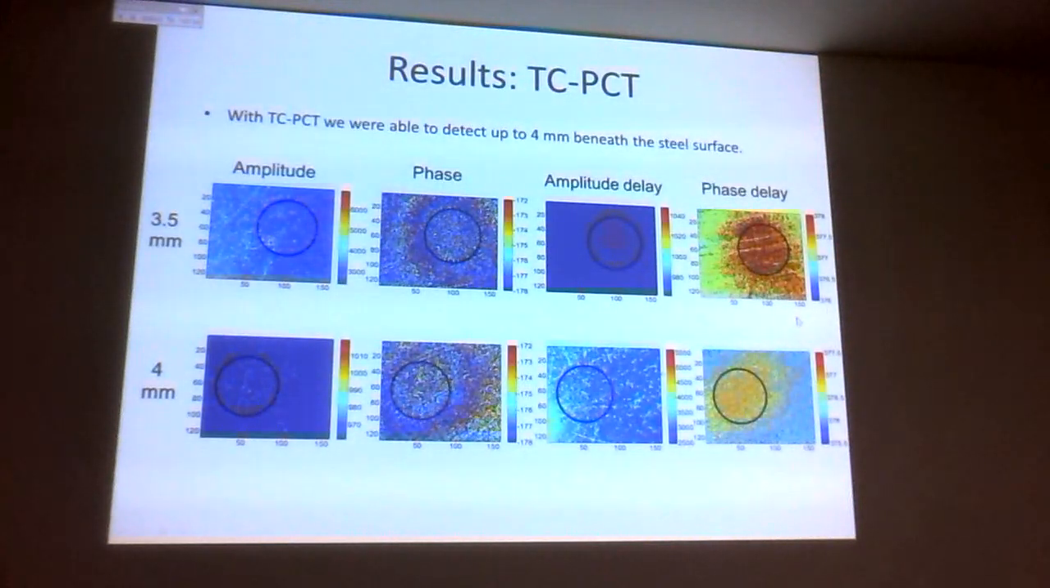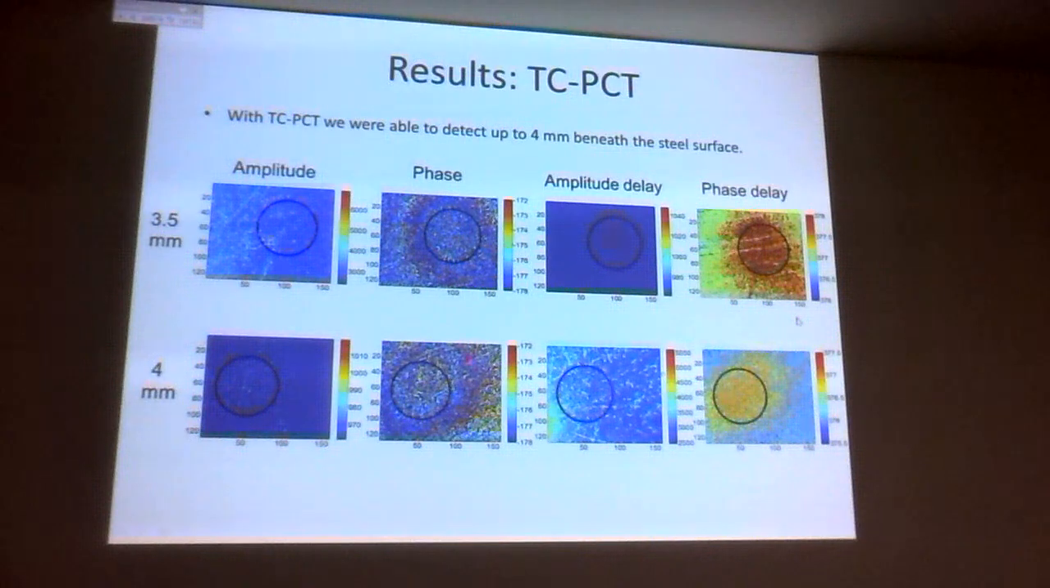So the results for that are very new. We got those about a month and a half ago. My PhD student got this result. You have it. This is the amplitude, at 3.5 and 4 millimeters. The amplitudes don't show very much because they're almost entirely controlled at that depth range by the reflectivity of the surface. So you see very little.